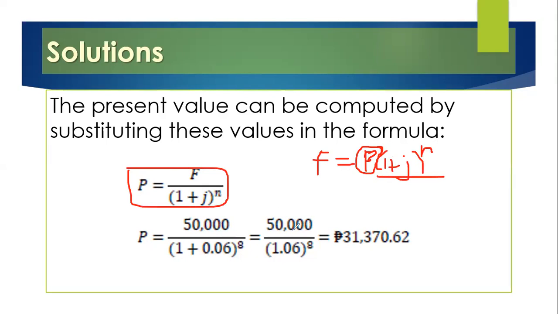So, the principal amount or the starting value of the money is 50,000 pesos over 1 plus 0.06 raised to the 8th power is 50,000 over 1.06 raised to 8. That is equal to 31,370.62 pesos.